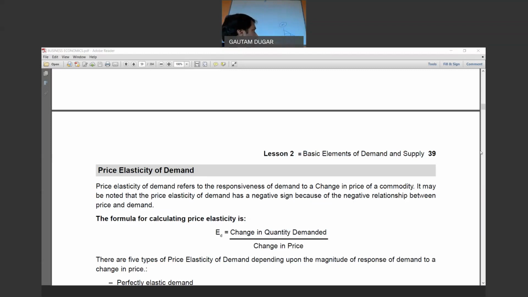And similarly, for a demand curve having elasticity less than 1, it has to have a steeper slope. It will have a steep slope, showing that with a more change in price, there is a lesser change in demand. The change in demand is less than the change in price, that is elasticity would be less than 1. That is inelastic demand.